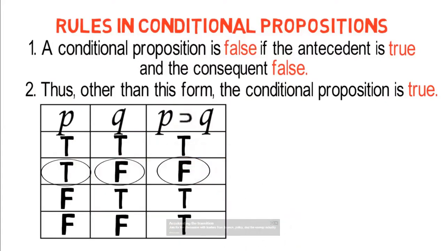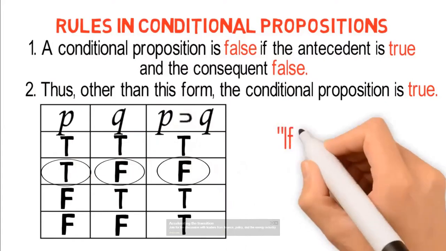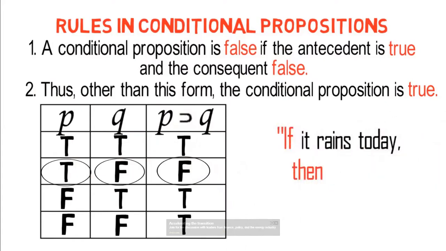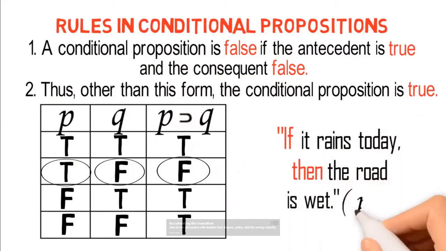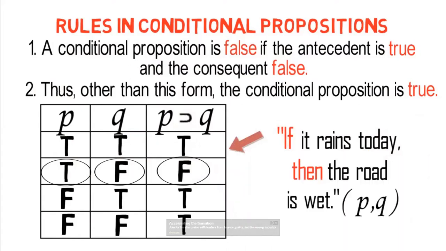Let us consider this example. If it rains today, then the road is wet. Now, the first row in the truth table says that P is true and Q is true. So, obviously, P then Q is true. This is because if it is true that it rains today, then it must also be true that the road is wet.